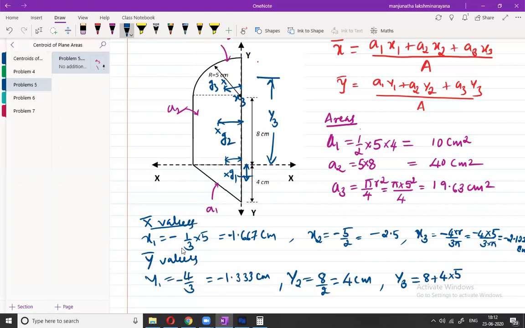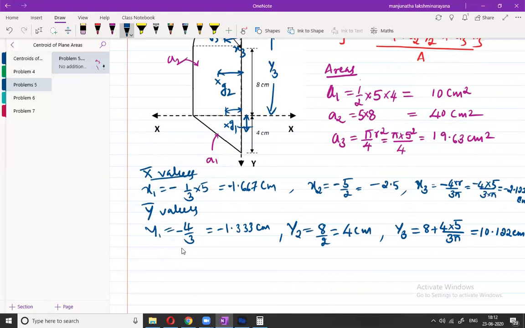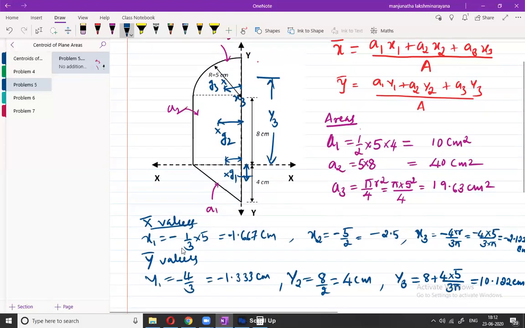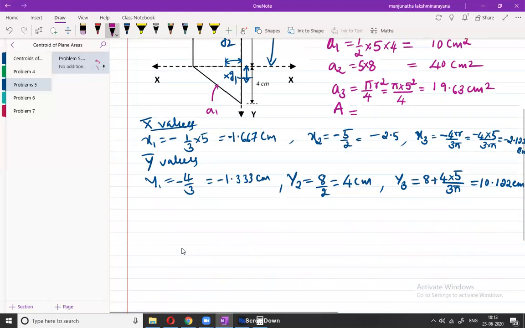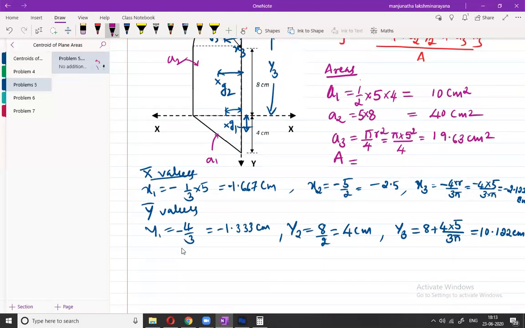4r by 3 pi is equal to 2.122. So if you add that, it will become 10.122 centimeters, right? So with these values of x and y and area, you can find x bar and y bar. One more thing here is we have to find the total area A. So total area A is equal to 10 plus 40, 50, and plus 19.63.